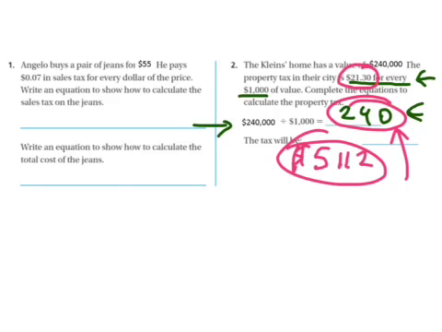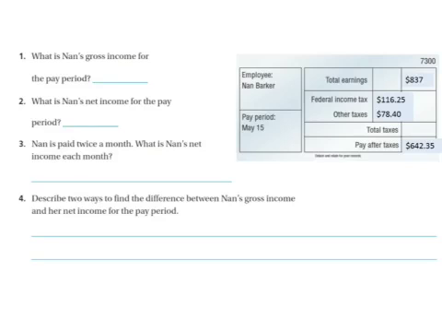Now we're going to move on to 17.3. This is 1 through 4. For 17.3, I just changed the numbers with the same question. Here we have another pay stub. We have her Nan Barker. We have her total earnings. We have her taxes here. And we have her pay after taxes here.